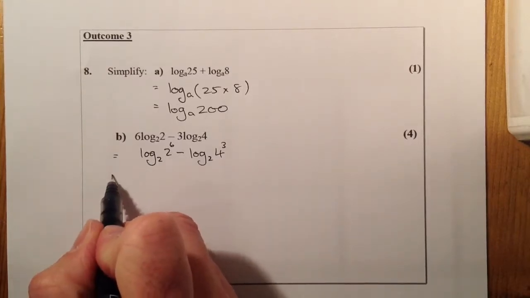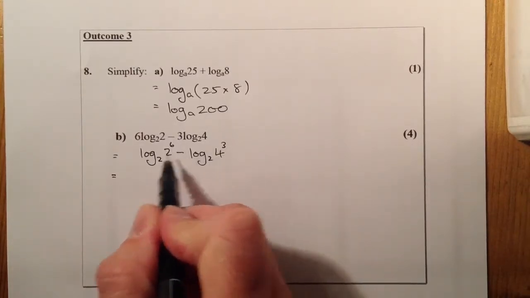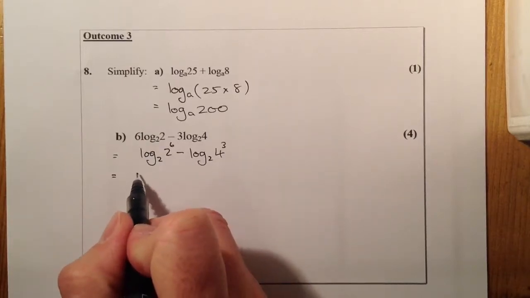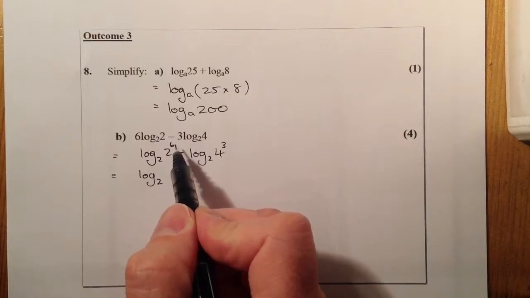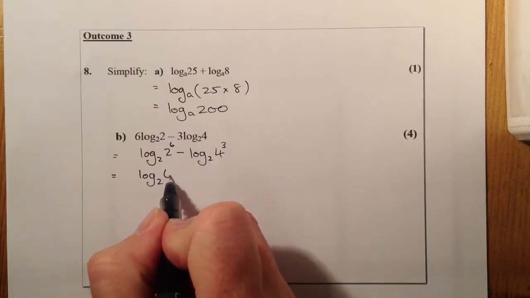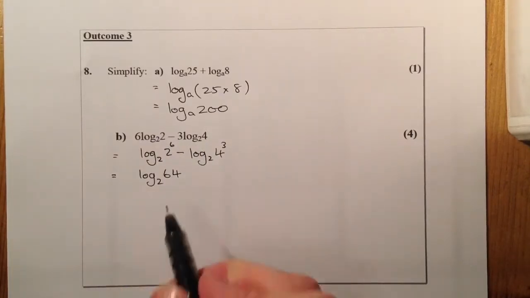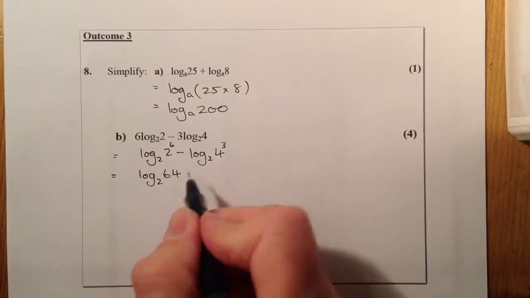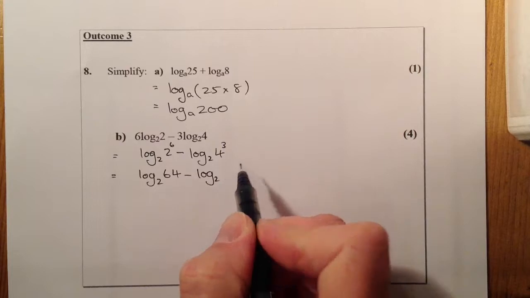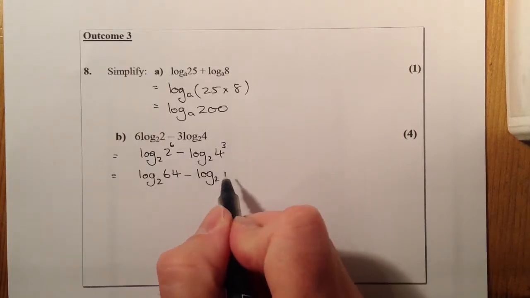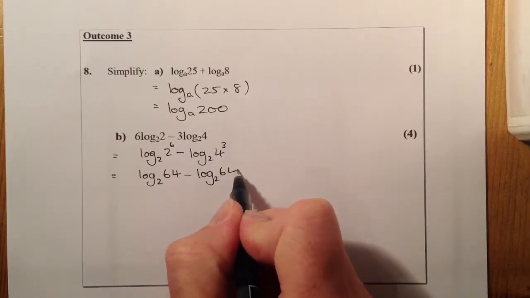From there what I'll do is I'm just going to evaluate this part here. So what I've got there is log, and that's going to be 2 to the power 6 will give me 64. So I've got log 64 to base 2, and subtracting that one there, what I've got is a base 2 there, and 4 to the power of 3 is going to be 64 as well.